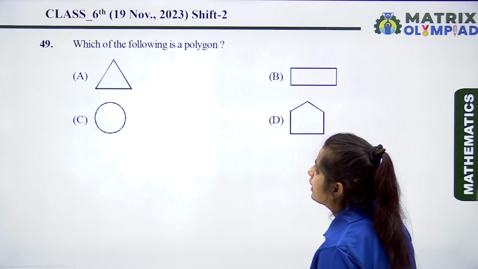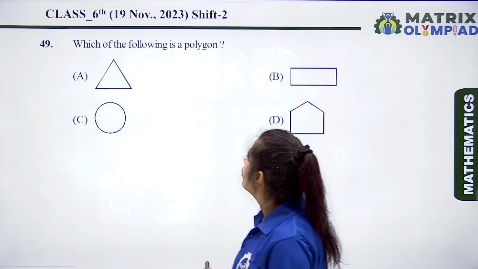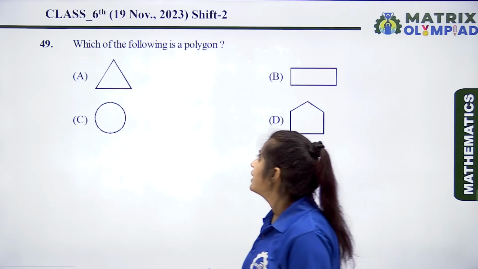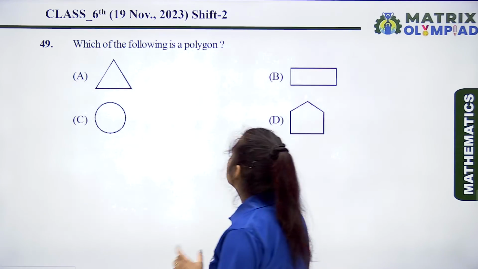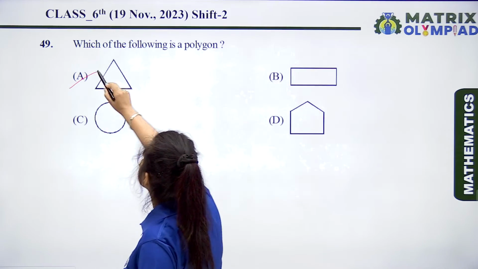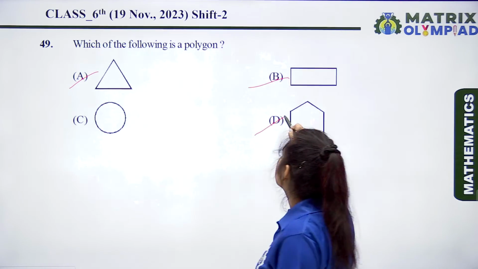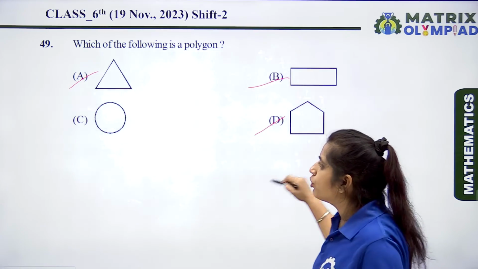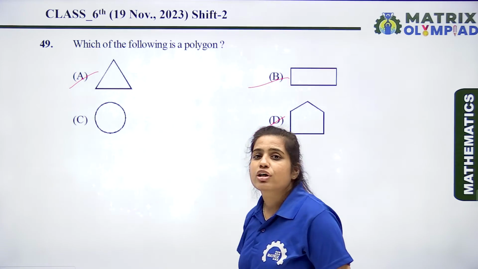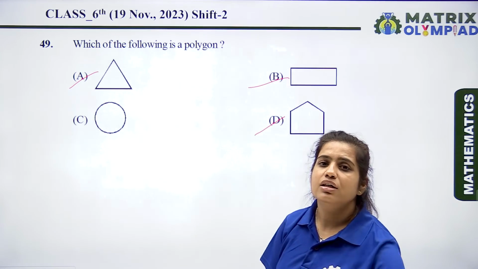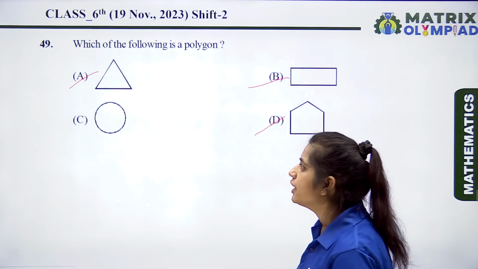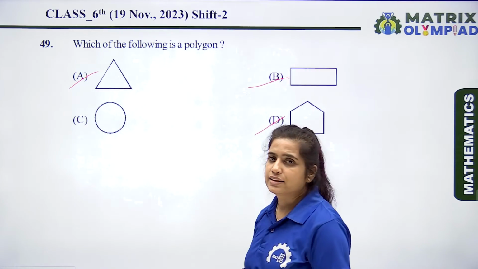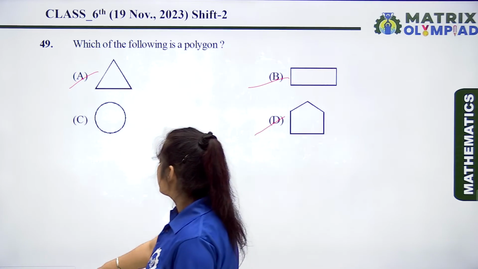Question 49. Here in this question we have to find out which of the following is a polygon. So here we have to find out the polygon. We can easily see that here option A, B and D are the three polygons. C is not the polygon as it has the curved lines. So here option A, B, D are the answer. Now let's solve the next question.